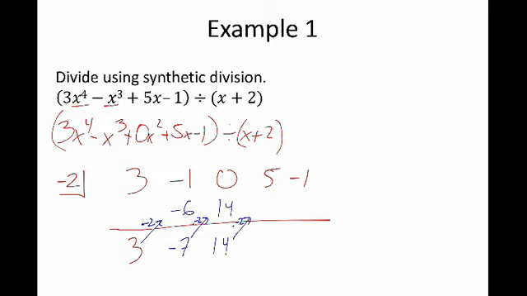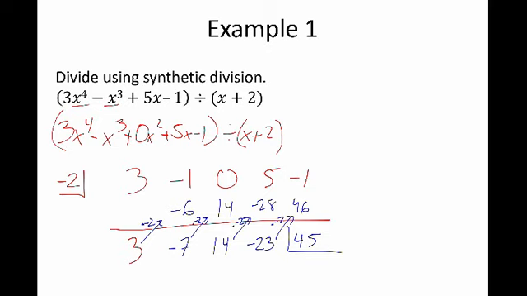Again, I don't typically write these diagonals as I'm doing this, but I'm doing it now. So we're multiplying 14 by negative 2. We get negative 28. 5 plus negative 28 is negative 23. And last, we're going to multiply that by negative 2. Negative 23 times negative 2 is positive 46. And we're going to add negative 1 and 46 together, and we get 45. That last number we get there is always our remainder.